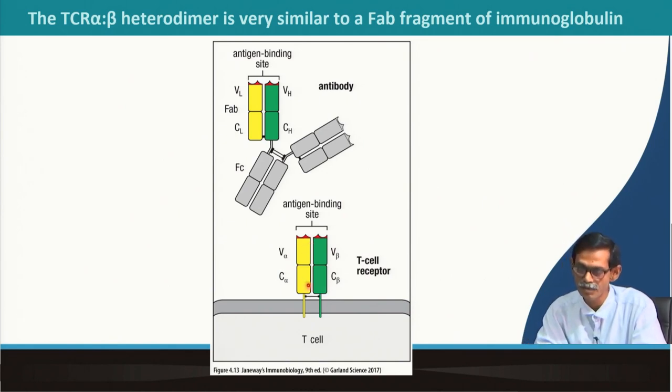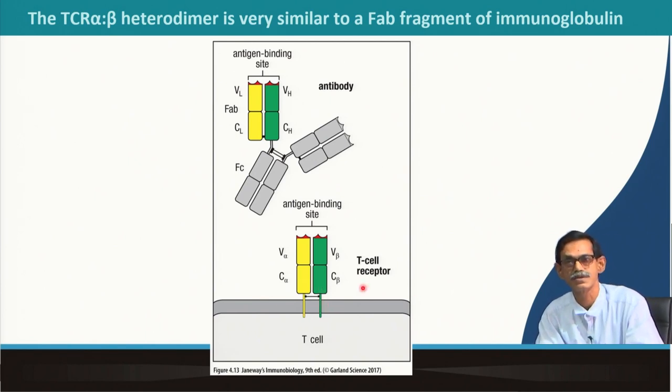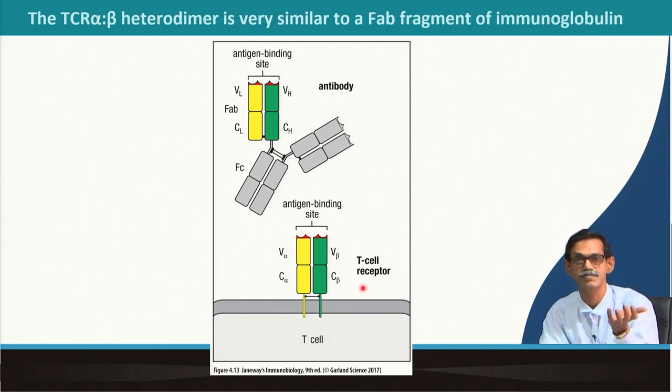These are two polypeptides, one called the alpha chain, another called the beta chain. In these two domains, the upper part is variable alpha and in this case variable beta, and then constant alpha, constant beta, there is no other part. Each chain has a transmembrane domain implanted in the cell membrane. So, they cannot be free like an antibody molecule, it is more like a B cell receptor. Where there are two things.